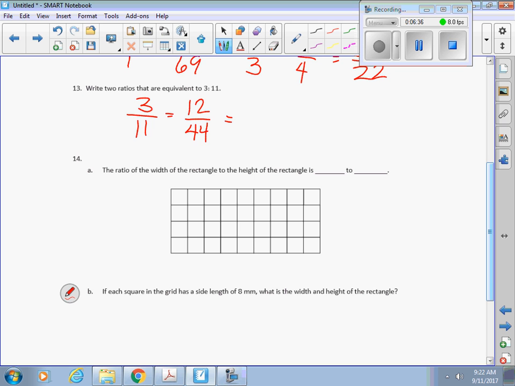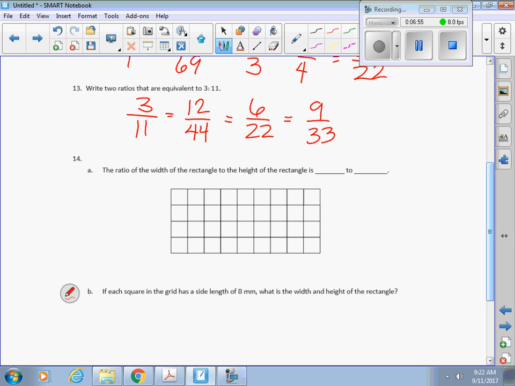Who can give me another example? Jada. 6 to 22. Very good, 6 to 22. Are there any other examples that you would like me to check? Ethan. 9 to 33. 9 to 33, does that work? Yep, very good.